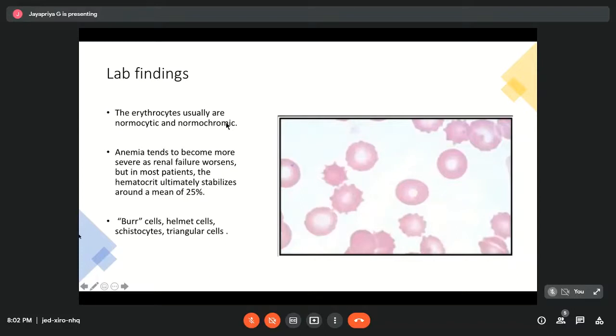And in addition to that, burr cells can be seen. In case of an increased hemolytic blood picture, you can see helmet cells, schistocytes, and triangular cells in the peripheral smear. You can see the burr cells with these regular spicules on the surface of the RBCs. That is a finding you can find in chronic kidney disease.